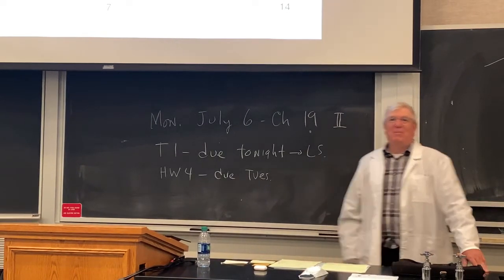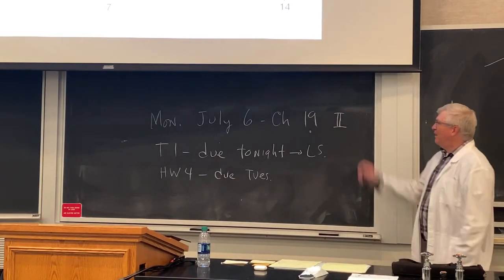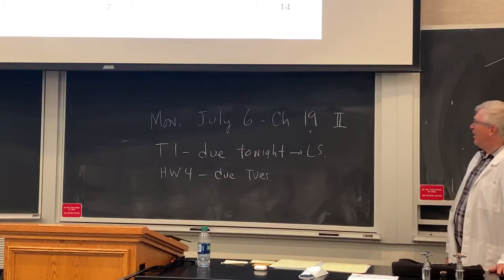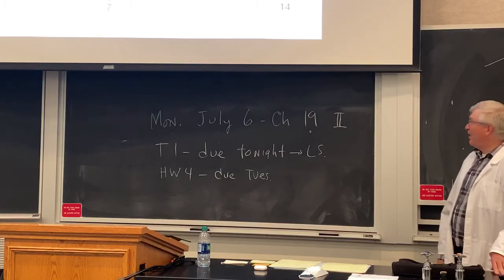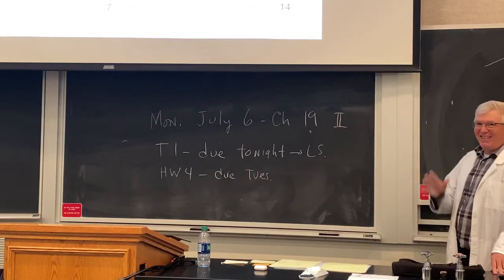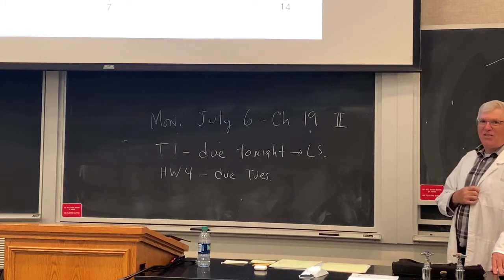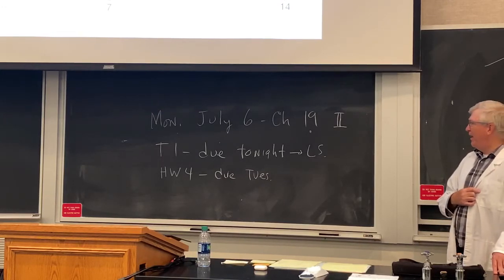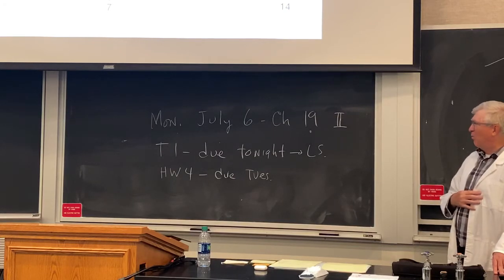All right, and we're back for the second hour here on Monday, July 6th, finishing up chapter 19, carboxylic acids. Test one is due tonight. Don't wait until midnight to get it in, get it in well before. It shouldn't take more than a couple hours, 40 multiple choice questions. Make sure you start it early enough in the day. And then tomorrow is when homework 4 will be due.